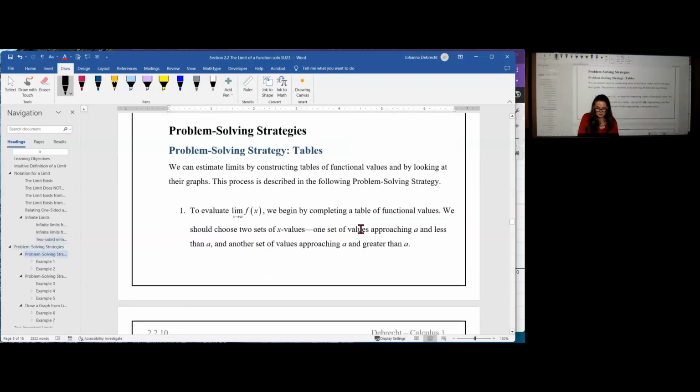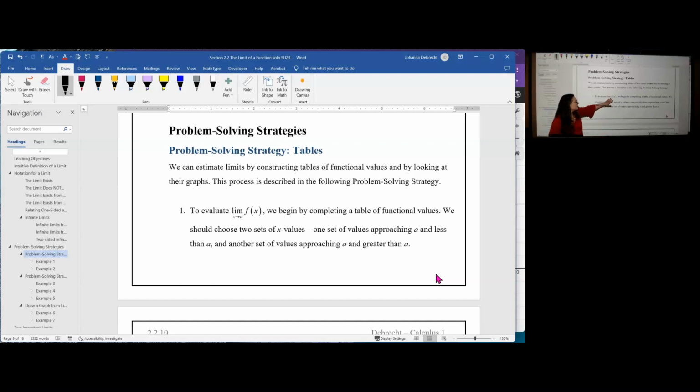Now let's talk about some problem-solving strategies. We're going to start with tables, and then we'll look at graphs. Tables, to my mind, are far more tedious, I guess is the right word, because they require a lot of computation. I prefer the graph method. However, we need to talk about both. So we're going to start with the table method.